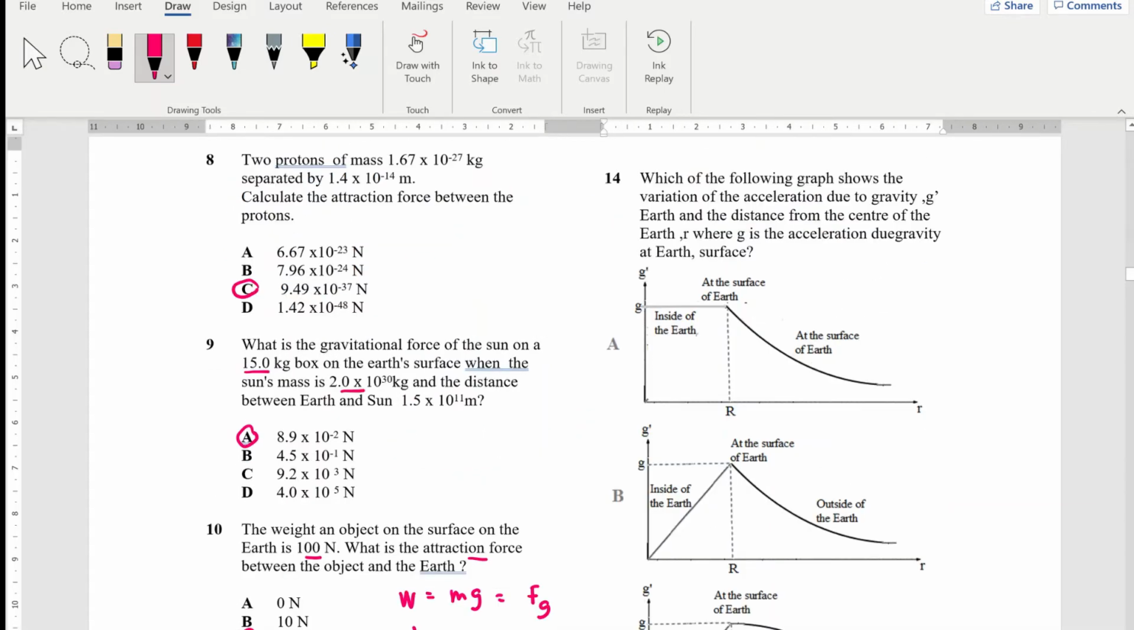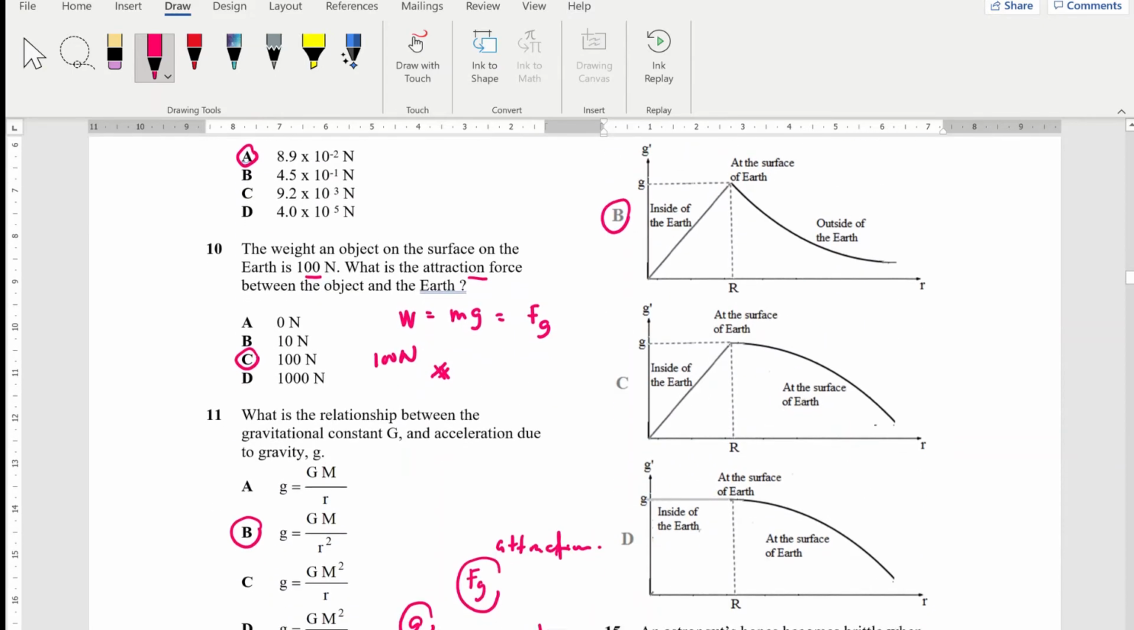Which of the following graph shows the variation of the acceleration due to gravity of the Earth and the distance from the center of the Earth, where g is acceleration due to gravity. Okay, this one is about the variation of gravity inside the Earth and outside the Earth. I already taught this the other day. So the answer is clear, it is D.